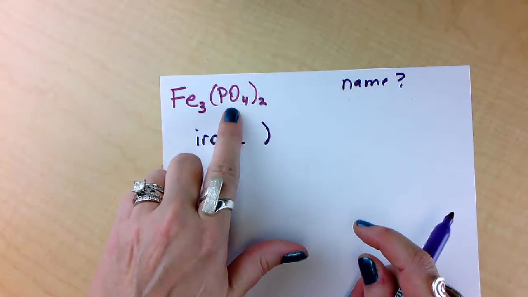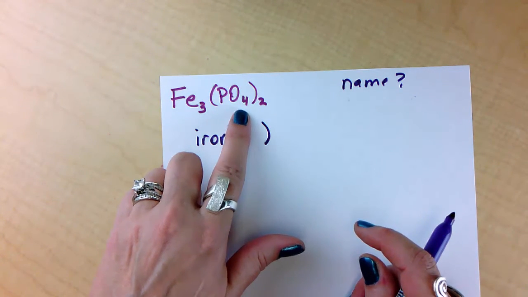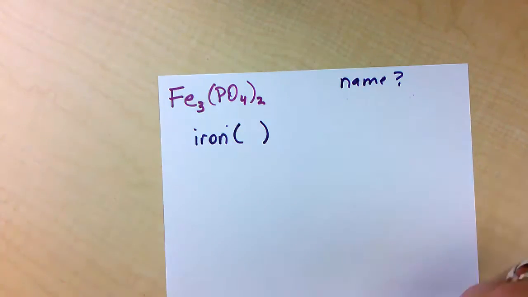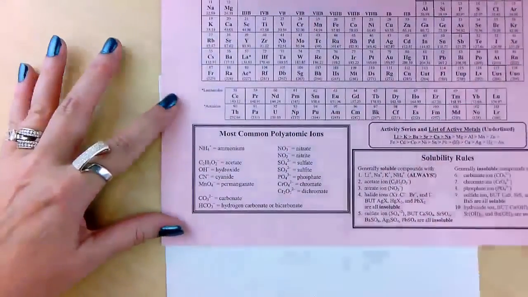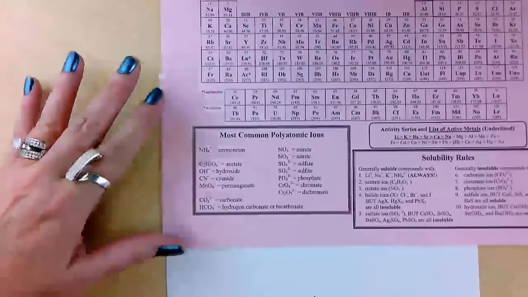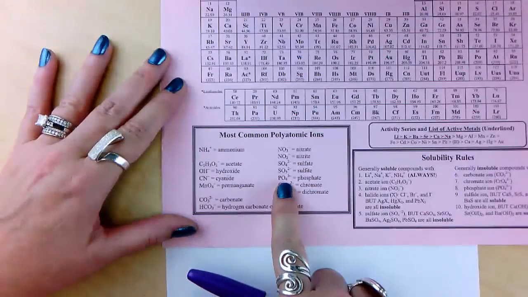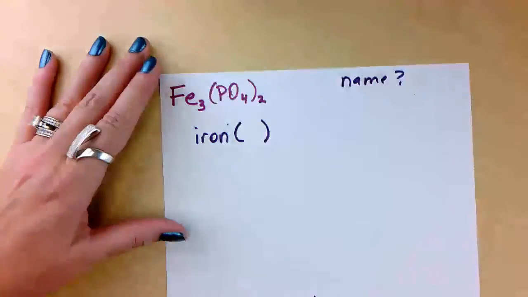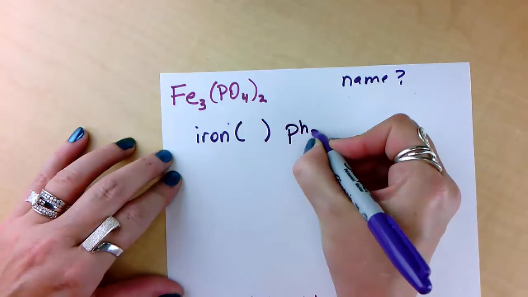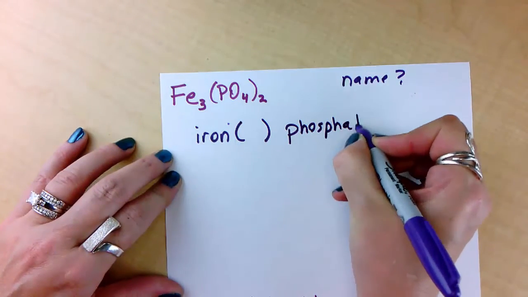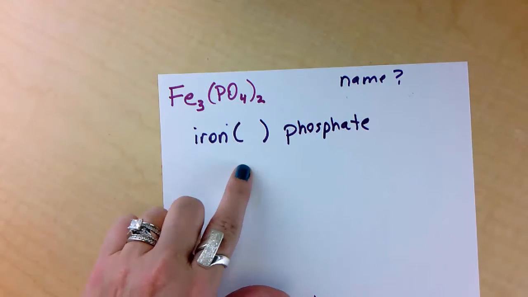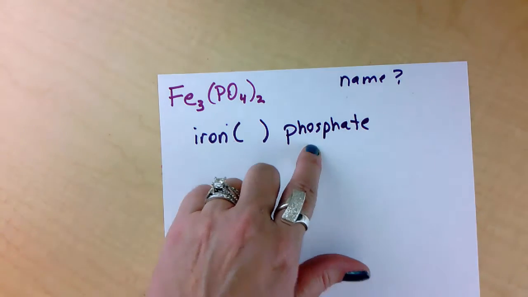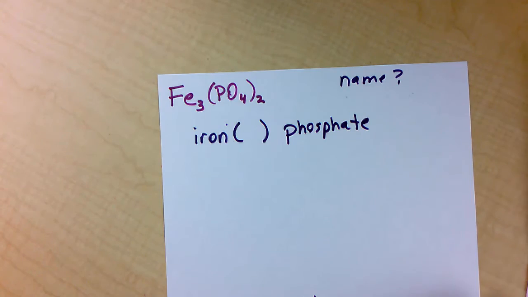PO4. P and O, that's more than one atom. So more than one atom is poly. This is going to be a polyatomic ion. Let's look for it. There it is. PO4 with a -3 charge. It's called phosphate. So this is iron with a number, phosphate. What does that number mean again? Let's check.